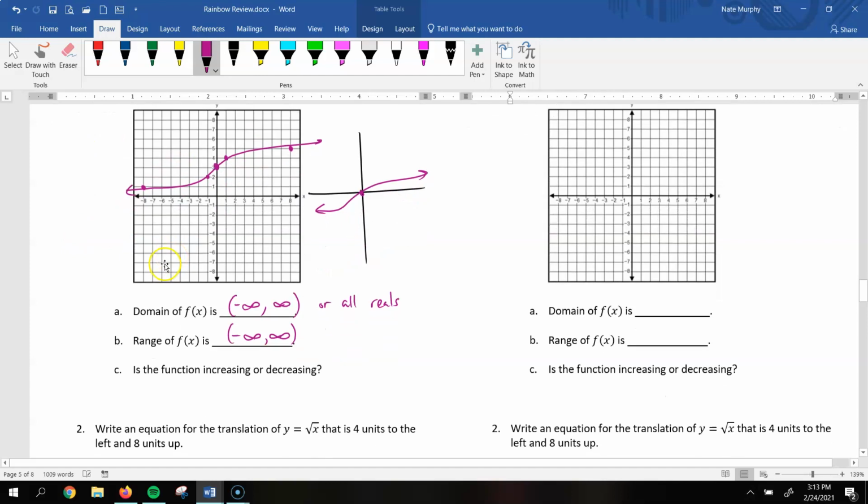And then letter C, is the function increasing or decreasing? So remember, we read a graph like we read a book. We read it from left to right. And as I look at this graph from left to right, it is increasing. And so we would say that it's an increasing function.